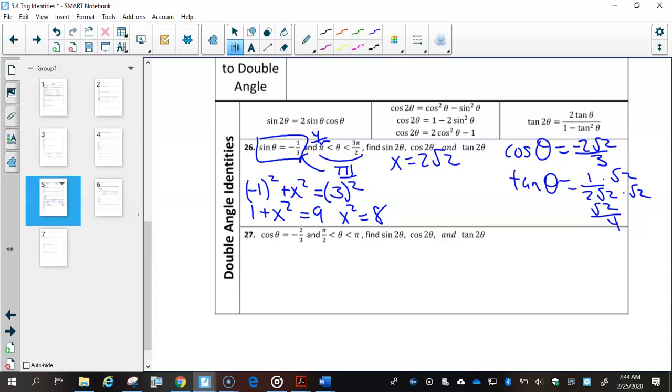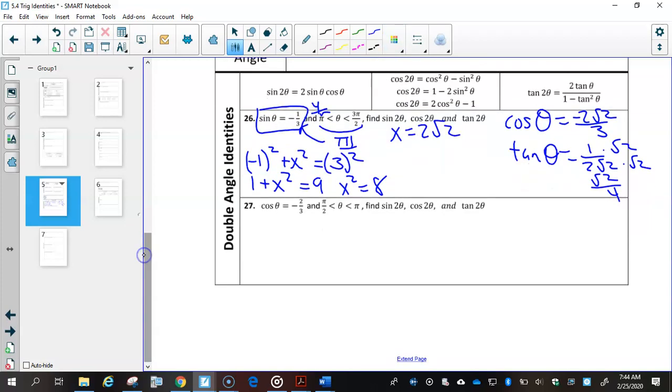So those just tell you what sine of theta is, what cosine of theta is, what tangent of theta is. Not what your double angles are. You still need to do that work. So in order to do that work, you're using these three formulas. Pick one of those for cosine. You don't need to do all three. I'm going to do that down here.